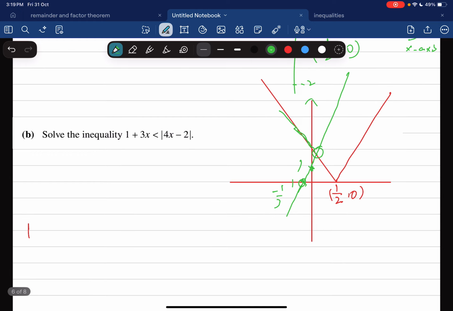Now the next question. In this question, one side is an absolute value, the other is 1 plus 3x. I make a diagram. There is only one intersection, and that is between 0 and 1 over 2. Now we will solve it. 1 plus 3x.